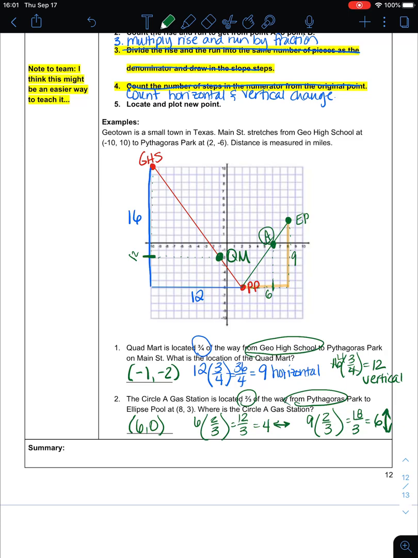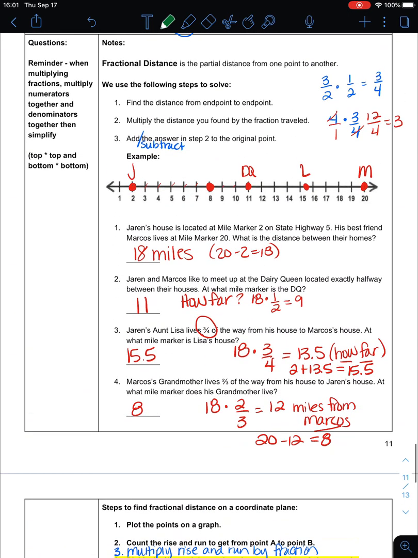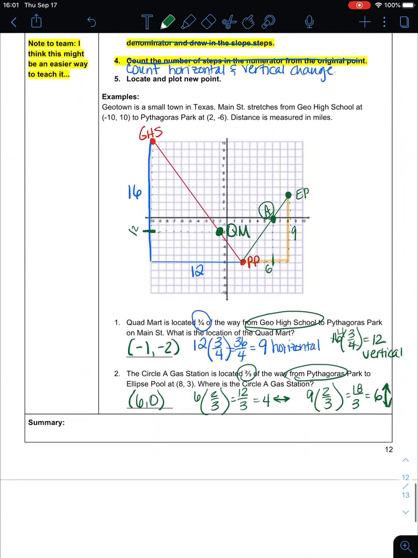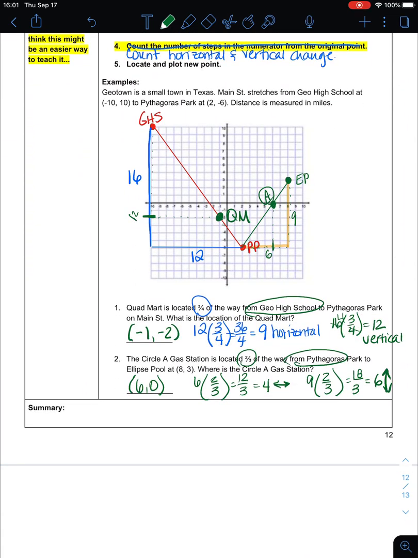So it really is all of the same process, whether it is single dimension like these or two dimensions like this. You're still going to break it into pieces, horizontal and vertical pieces, multiply the fraction, then add it to wherever you're leaving from, or subtract it depending on whether you're going left to right or right to left.